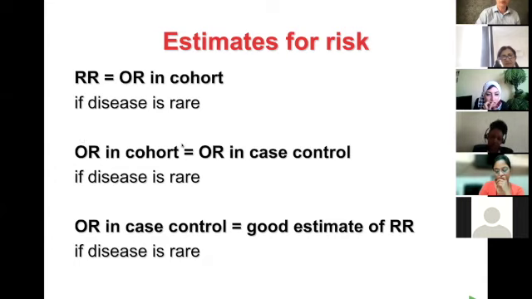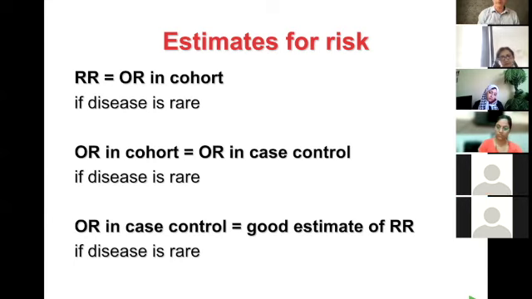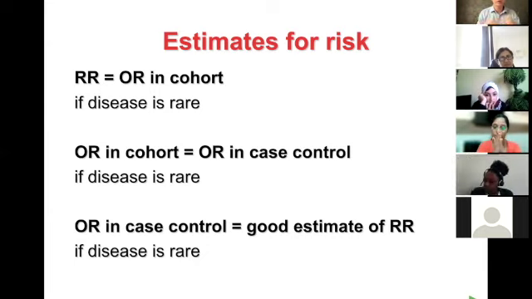An odds ratio in a cohort and an odds ratio in a case control study are very similar in their strengths if the disease is rare. And an odds ratio in case control is a good estimate for the relative risk if the disease is rare. All right? So far, so clear? So actually, that's why I call it a sister of the relative risk. So it's a very good one. Unfortunately, in a case control study, we cannot calculate relative risks. So we would calculate odds ratios, right?